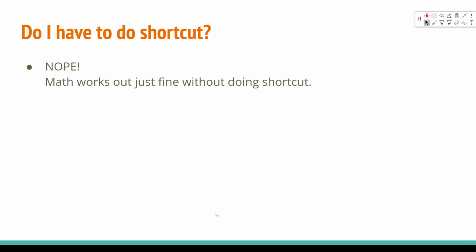Now, do you even have to do the shortcut? No. Math works fine. It's just algebra, or algebra 2. I don't know. All the maths blend together after a while.